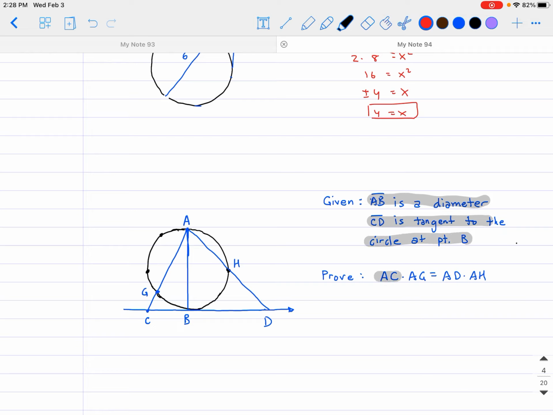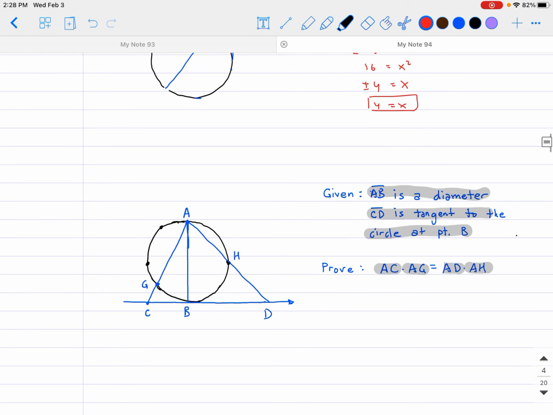I want to prove that AC times AG is equal to AD times AH. Okay, so let's go ahead and see where those sides are located. AC, that is going to be the entire length. AG is referring to this length over here, just a piece of it. And then we also have AD, which is the entire length over here, and that's multiplied by AH, which is this entire length over here. So we probably need to do something with those sides then.